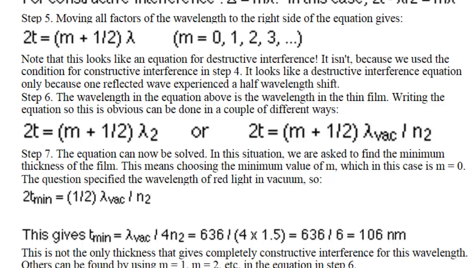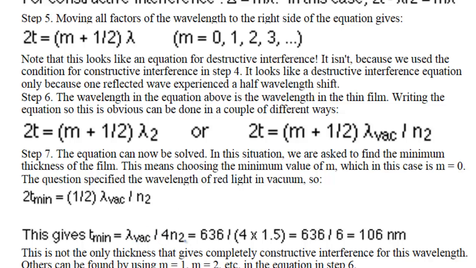The wavelength in the equation is the wavelength in the thin film, so when we write it down, this must be obvious. We can do it in a couple of ways. We can put in lambda 2, or we can include the lambda vacuum divided by n2, and we can then solve the equation. In the picture that we are looking at, we wanted to look for the red film. This means that we need to choose the minimum value of m to find the minimum thickness of that film. So that would be just when m equals 0, which makes it a half of lambda in a vacuum over n2. So the t minimum is lambda over 4n2.